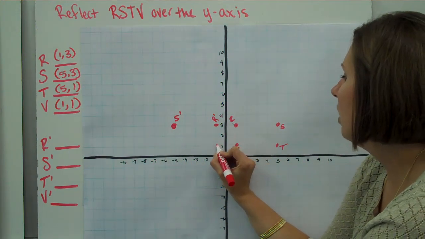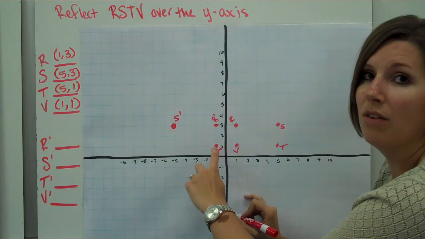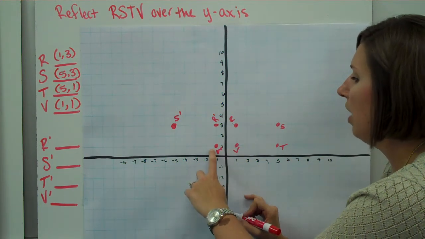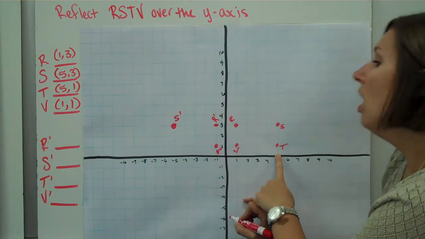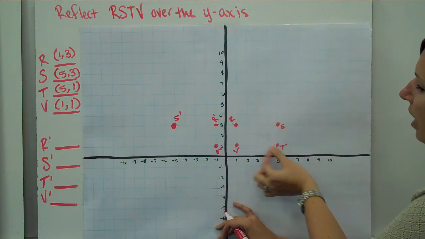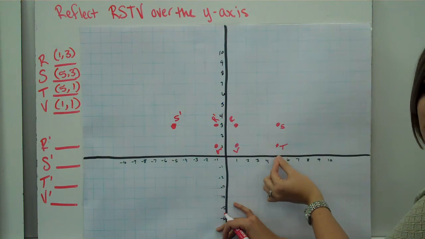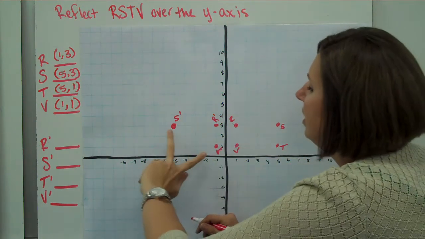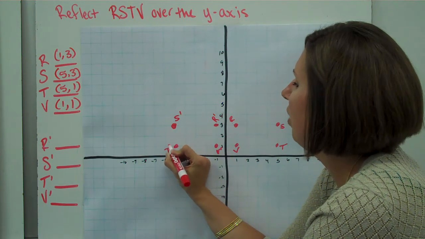The new V will be just 1 unit away from the y-axis, but on the other side of the y-axis. And the new T will be 5 units away. Also, if you look, T is where, if I kept S going down and V going down, it makes the point of T. So if I continued S and V, I would get my T prime.